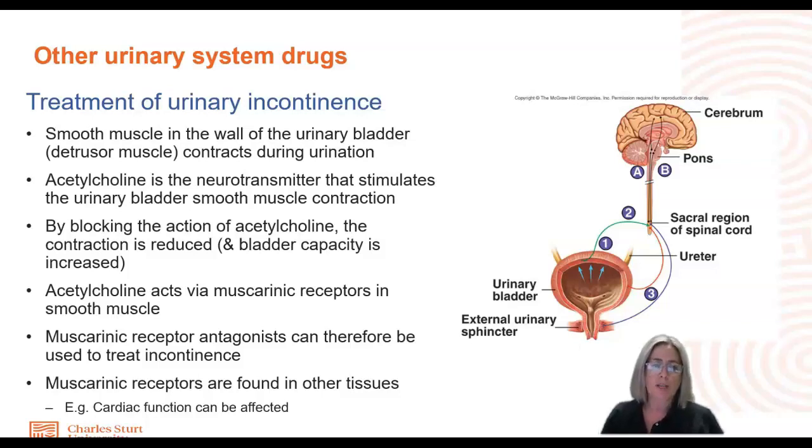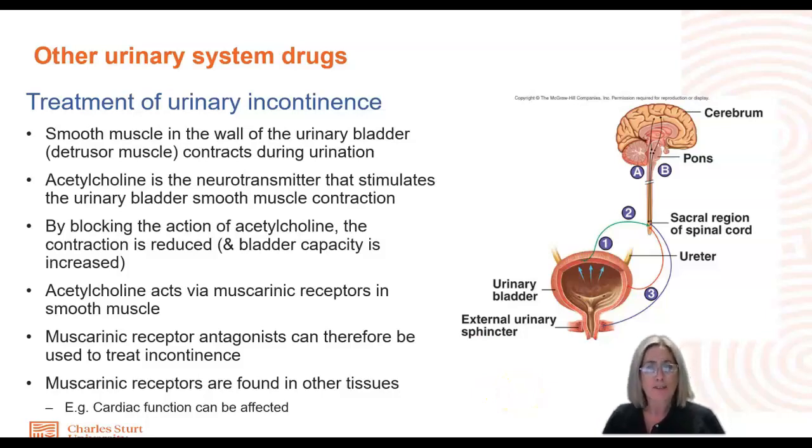Acetylcholine will act via muscarinic receptors in smooth muscle, and muscarinic receptor antagonists therefore can be used to treat incontinence. And muscarinic receptors, as we know, are found in other tissues. So these other tissues can be affected. For example, cardiac function can be an unwanted effect because it can be affected as well.